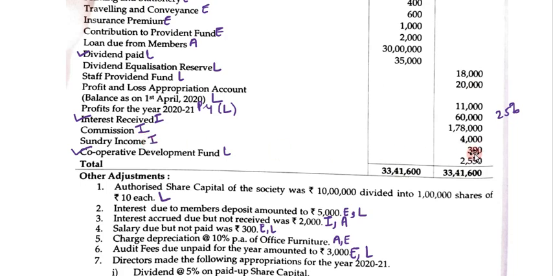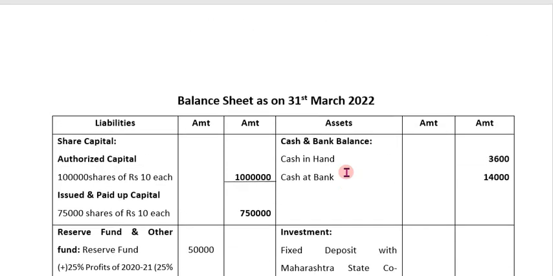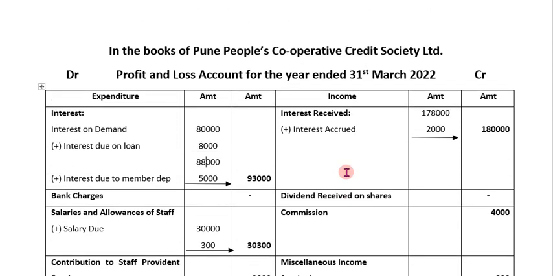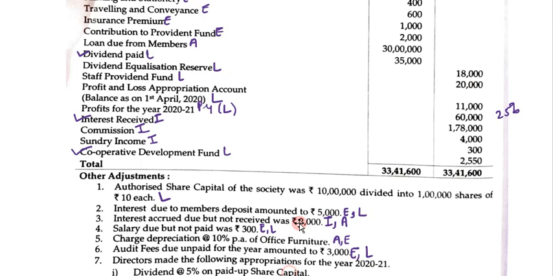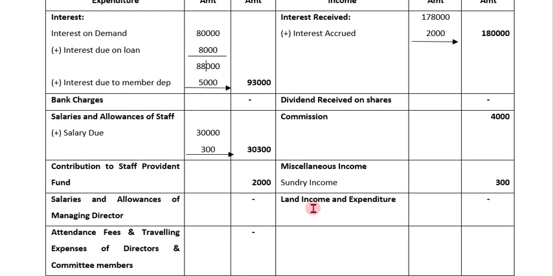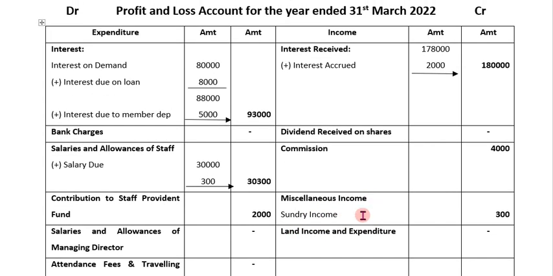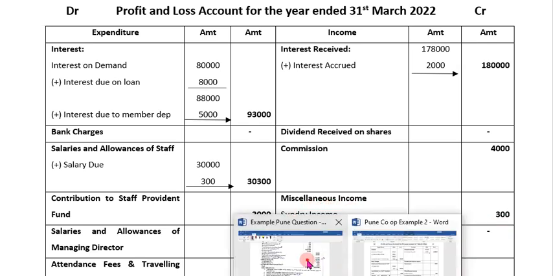Next is commission. Commission is income, rupees 4000. So it will come on the income side. Commission 4000. After commission, sundry income 300 rupees. So this is also income, but sundry income is a miscellaneous income. So write under the heading miscellaneous income, sundry income 300 rupees.